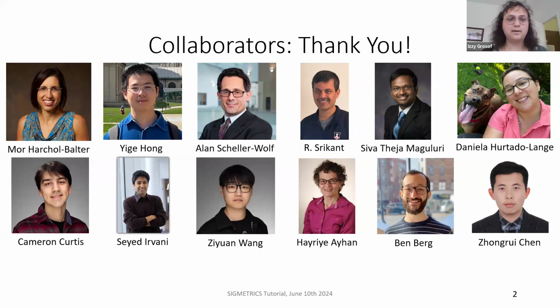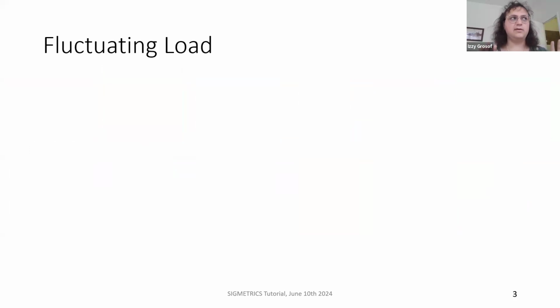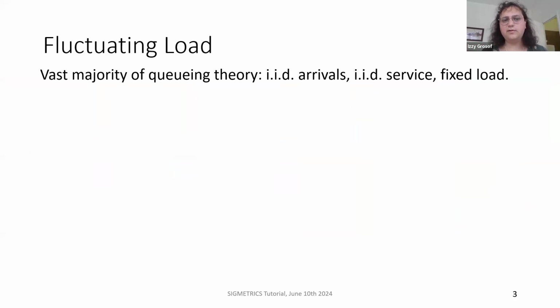So the idea of this setting is queuing systems with fluctuating load. The reason this is important is because the vast majority of queuing theory focuses on settings with independent and identically distributed inter-arrival times, likewise IID service. And what all this adds up to is a setting with fixed load, where if the system's stable, there's nothing complicated going on, at least from a load perspective.